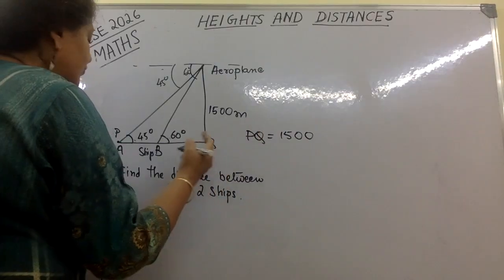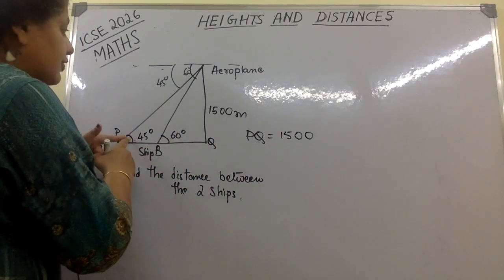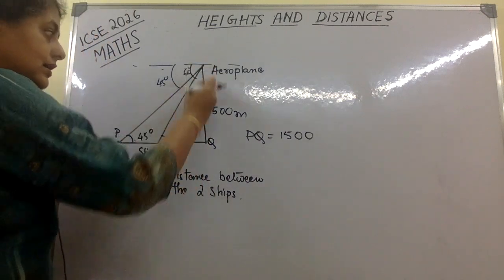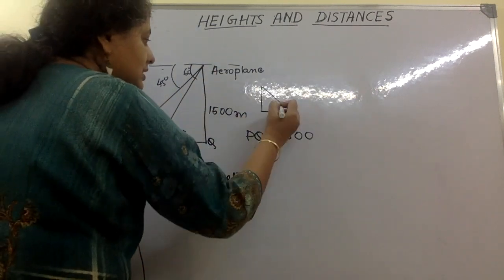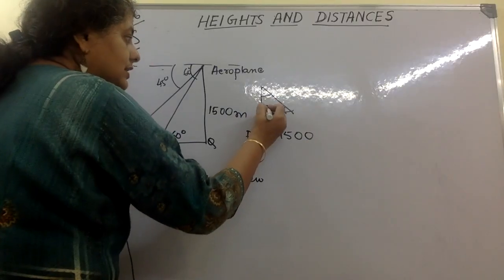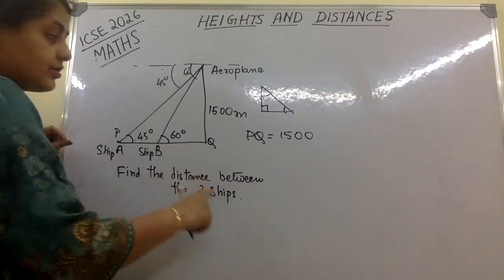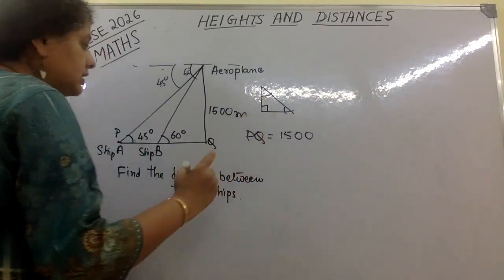So why is it 1500? Because this is 45, so this angle is also 45. It becomes an isosceles triangle where these two angles are 45 and this is 90. So this part equals this part. So PQ is 1500.